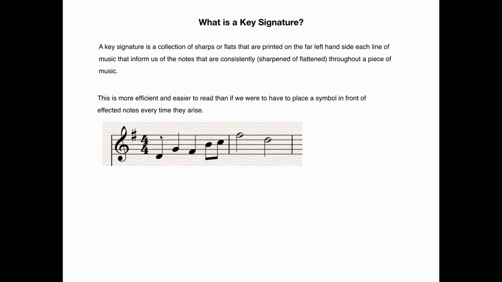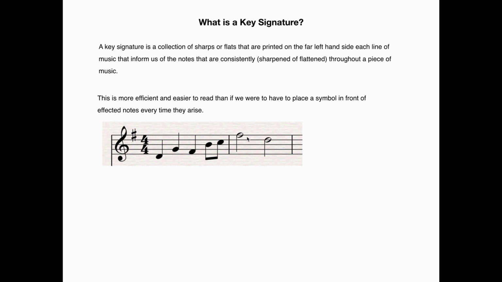So what that means is that every time you come across an F in this piece of music, regardless of what pitch it is, it is played as an F sharp. So for example, this is an F, the first space for treble clef is an F, which means because of this key signature, it is played as an F sharp. Here's another F, also played as an F sharp.